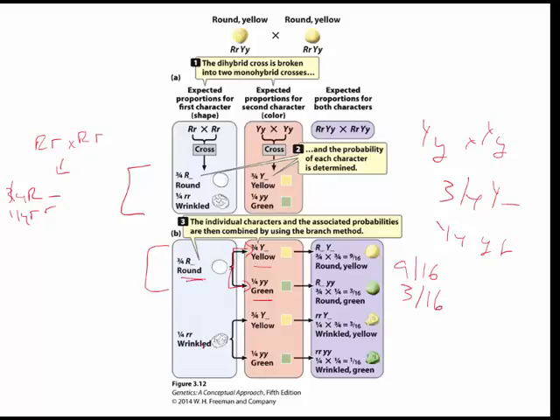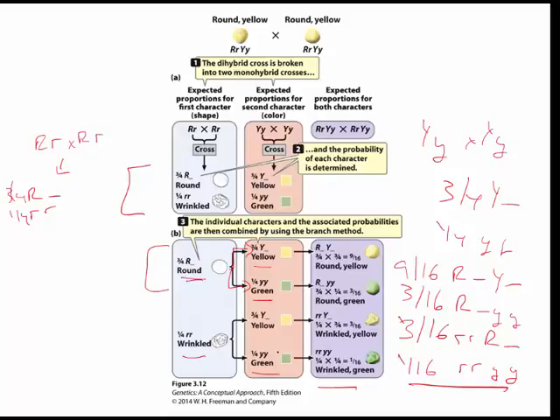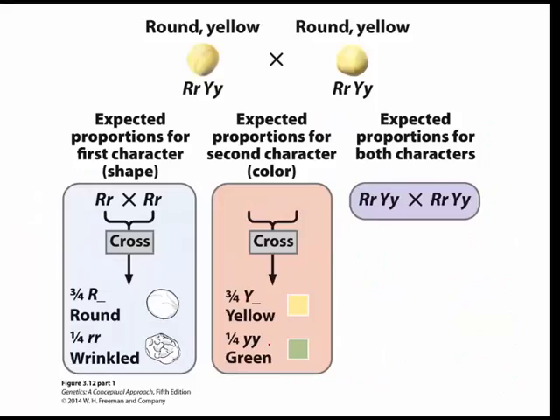Round green. Wrinkled is 1/4. Yellow is 3/4. Multiply those together, you get 3/16, which is wrinkled and yellow. And then 1/16. If you have 1/4 probability of getting wrinkled, 1/4 probability of getting green, you get 1/16 probability of getting wrinkled green. And these genotypes are like this. And there you have it. So practice that. That's the same thing.